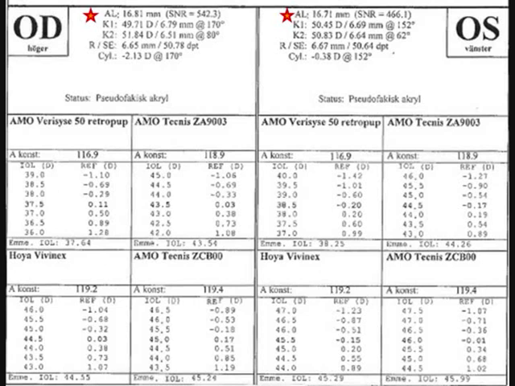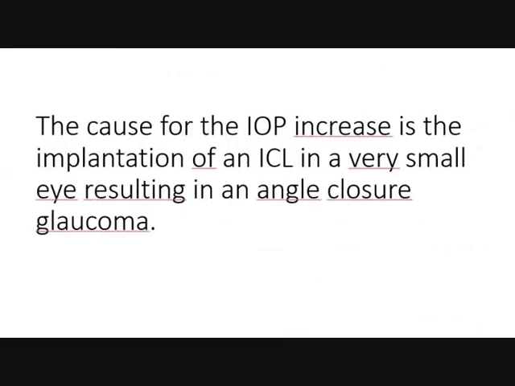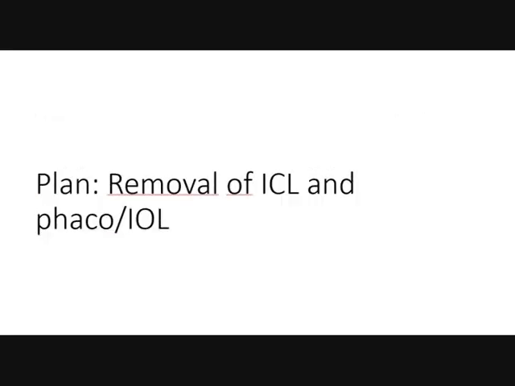It is 16.8 millimeter on the right and on the left eye. So this is a microphthalmos. This is a typical length of an eye if you are a baby. So the cause for the IOP increase is the implantation of an ICL in a very small eye, resulting in an angle closure glaucoma. So the plan is removal of the ICL and phaco IOL.